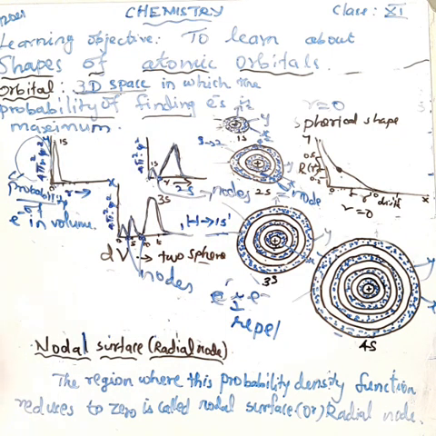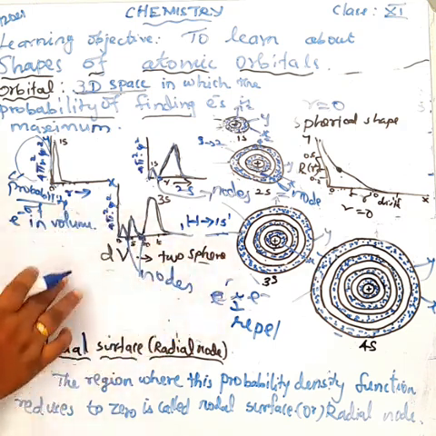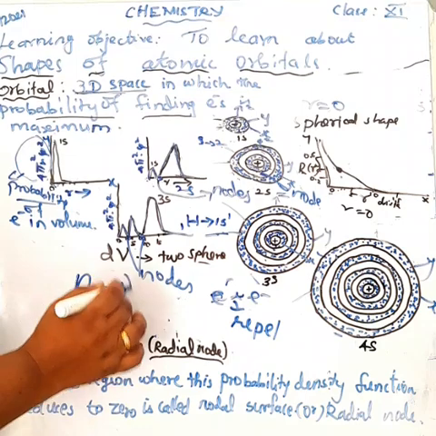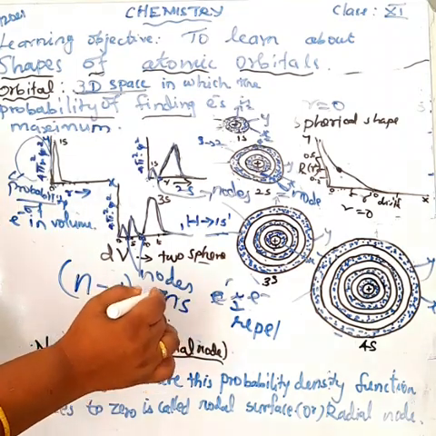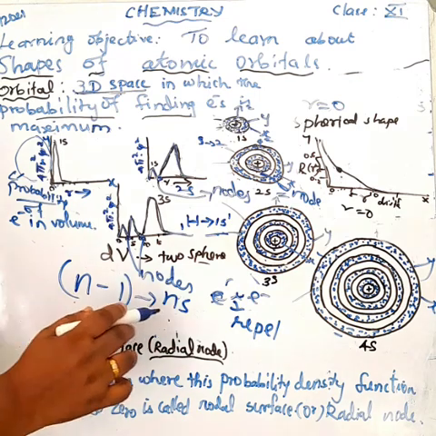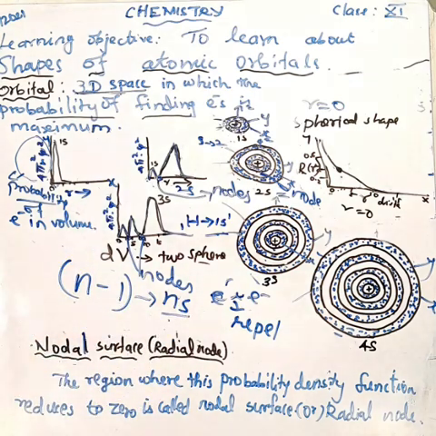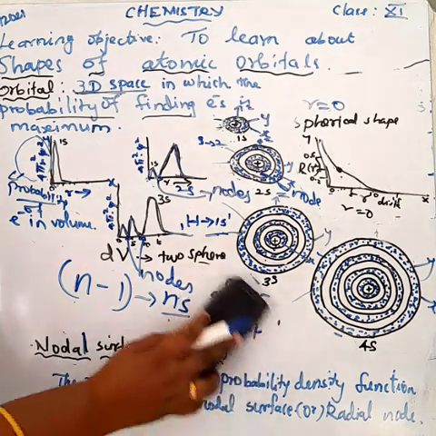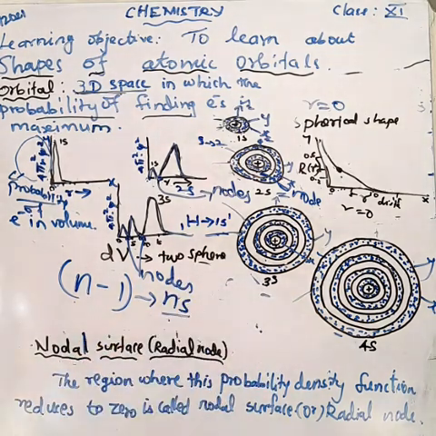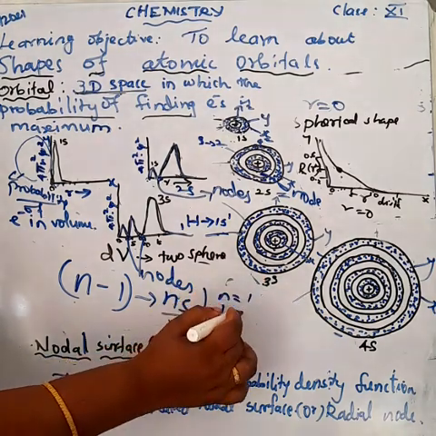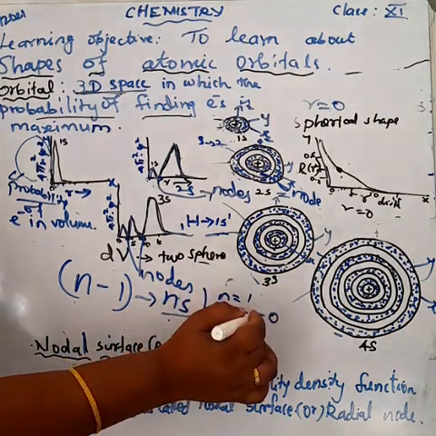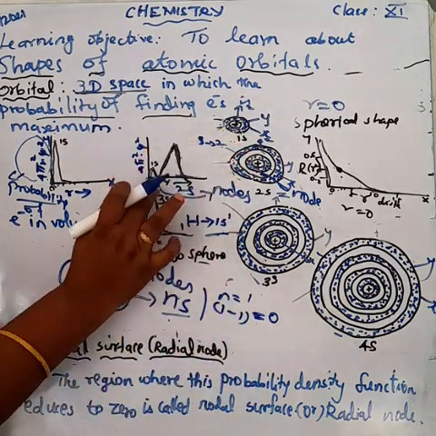To find the number of nodes, there is a formula, n minus 1. This formula is only for ns orbitals. For 1s, n is equal to 1, so 1 minus 1 is equal to 0. You see, this is the 1s orbital. Here, no nodes.